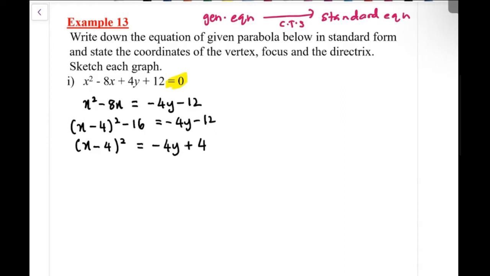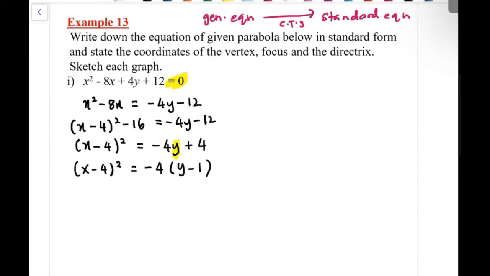Okay. Ini belum lagi standard. Dia mesti ada bracket-bracket kan? Okay. So, X minus 4 squared as it is. For right side, ingat, Y mesti positif. So, kat situ kita ada extra constant negative 4. So, we have to factorize out negative 4. Dia tak boleh jadi negative Y kat situ. Dia nak Y yang positif. So, we would have Y minus 1.